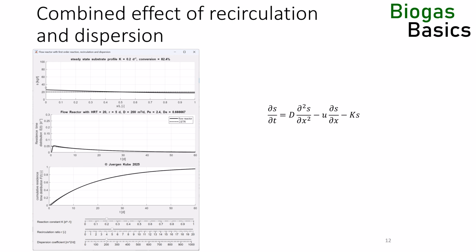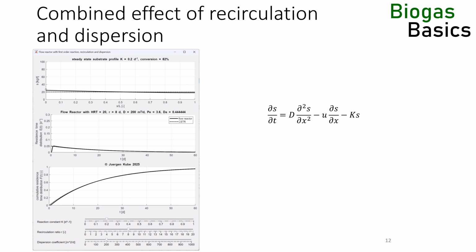And as we increase the recirculation ratio to 8, the flow reactor behaves almost like a CSTR. The steady-state substrate profile is almost flat. The reactor is virtually gradient-free. The residence time distribution curves look like their CSTR equivalents. Recirculation is required for inoculation and dilution purposes.